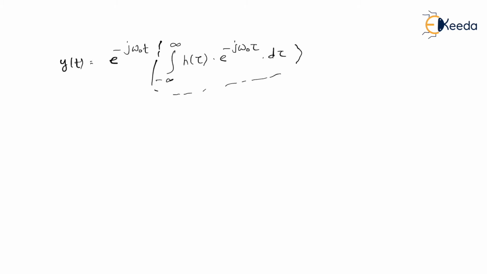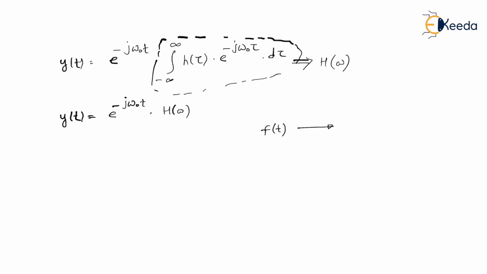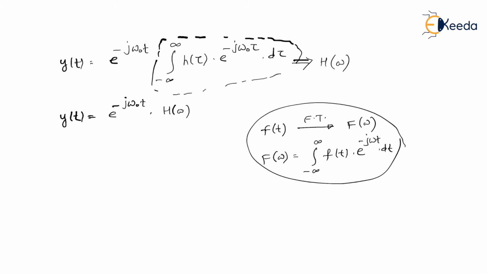So let me tell you, this whole thing is nothing but a Fourier transform formula. After solving this, you get H of omega. So y of t is equal to e to the power j omega t multiplied with H of omega. Why this integral I'm equating to H of omega? You will understand it better when we start with Fourier transform. Or simply, let me tell you, f of t is a function. If you take a Fourier transform of it, it becomes F of omega, where F of omega is given as integrating over minus infinity to infinity f of t e to the power minus j omega t dt. So you can refer this formula and you can understand why I have replaced it as H of omega.